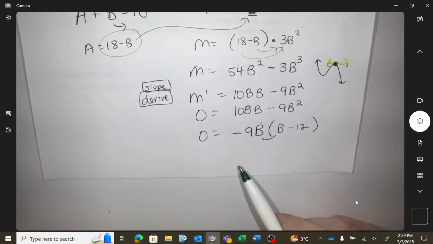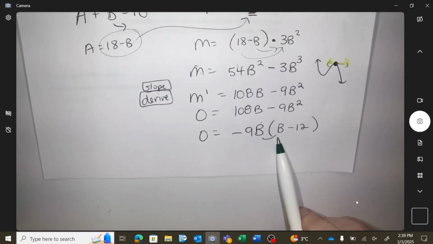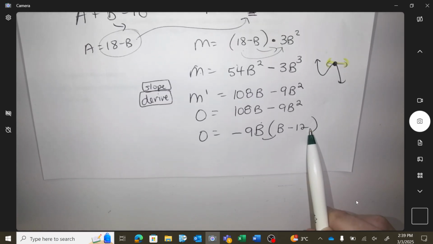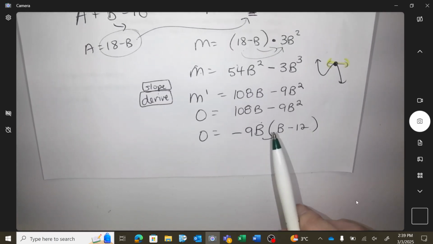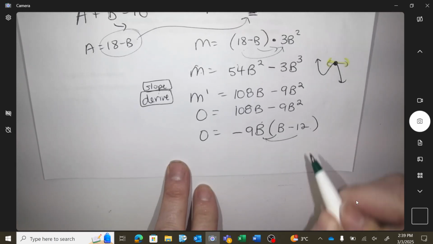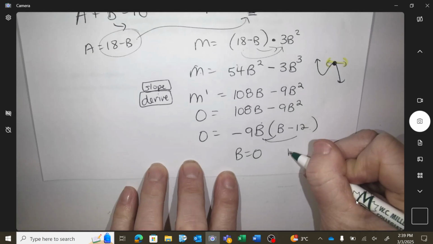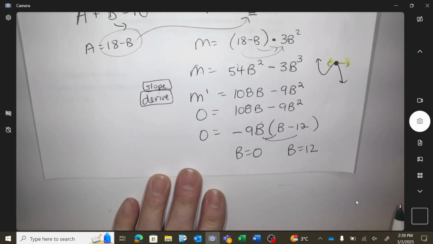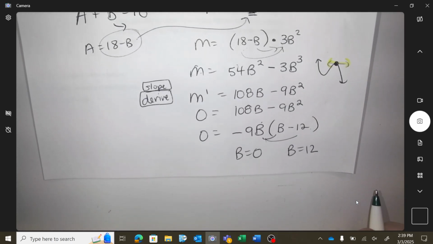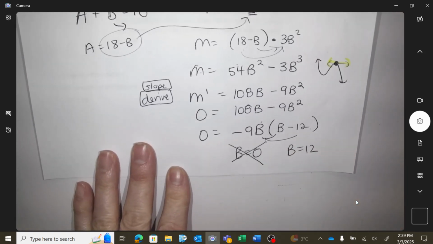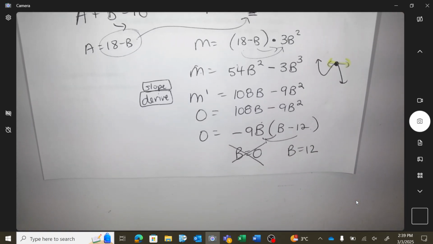Does that work as a FOIL? Negative 9b squared is that, and plus 108b is that, right? Does that work? Okay, so b would equal 0 or b would equal 12. Okay, and I have to eliminate this. Why? Go back to the question and read me the first sentence.